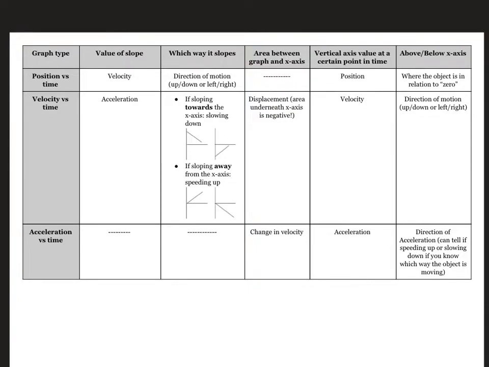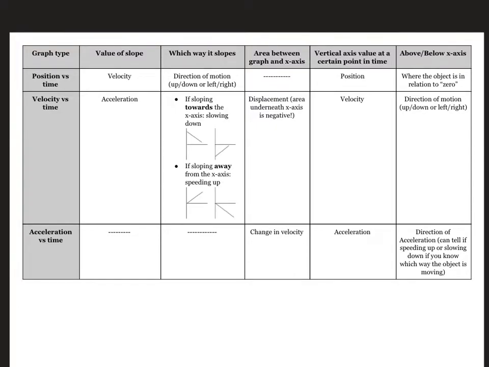And then finally, if the graph is above or below the x-axis, on a position graph, all that tells us is where the object is in relation to wherever we're setting our 0. If it's below the x-axis, it's to the left or down from our 0. If it's above, it's to the right or above our 0 value, if we put a number line on our problem and set somewhere to be 0. On a velocity versus time graph, above or below the x-axis will tell us which way it's moving. If it's above, those are positive velocities. Those are moving up or down, up or right, depending. And then below the x-axis are negative velocity values. Those would be either moving left or down, depending on the situation.